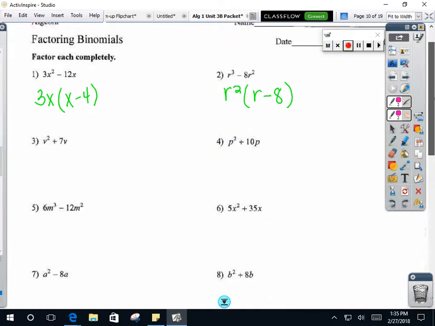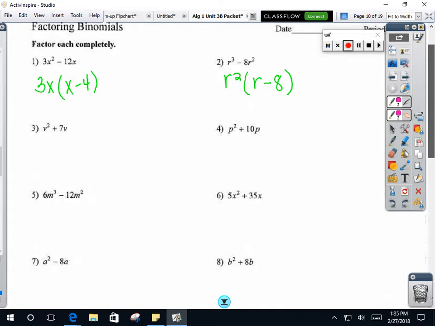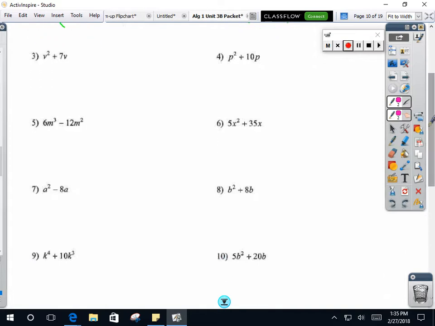Okay, number 3, I'm looking at a binomial, and my directions are to factor it completely. To factor it, I need to see what it has in common. That means find its GCF. So I take the two terms, and I list them out on the side. To get v squared, it's v times v. To get 7v, it's 7 times v. So what do the two terms have in common? Just a v. 1v is all they have in common, so 1v is your GCF.